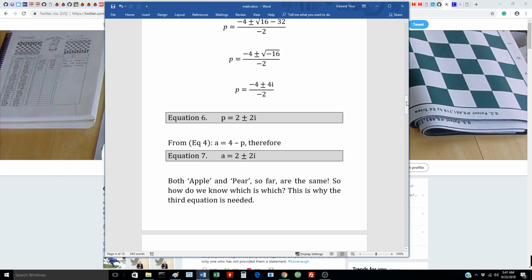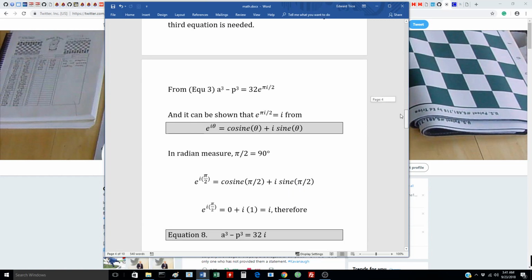And the problem is asking you to determine which one is which, which is the entire reason why you need the third equation. Even people who had gotten to this point, they didn't know how to proceed. They didn't know how to disambiguate, when all you really need to do is cube 2 plus 2i and 2 minus 2i and just plug them into the equation, trial and error, and determine which one has to be the apple and which one has to be the pear. So that's what we're doing here.